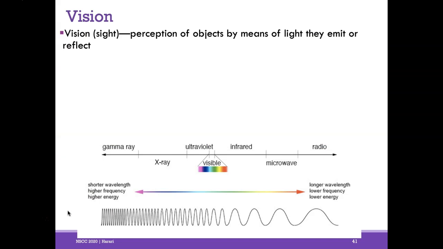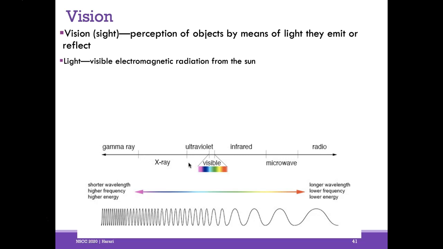So what is vision? Right. Vision is the perception of objects in the environment by means of light they emit or reflect. And let's just take a time to define what light is. Light is visible electromagnetic radiation from the sun. So the sun has a spectrum. There's an electromagnetic spectrum. So there's all of these forms of energy that reach planet Earth from the sun.